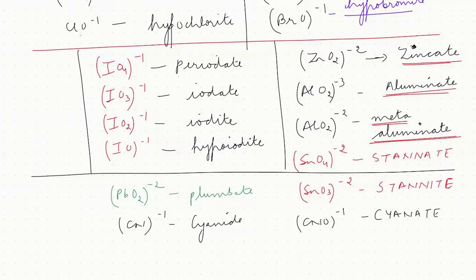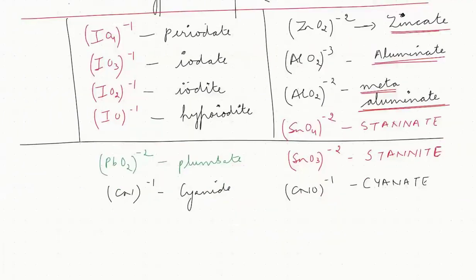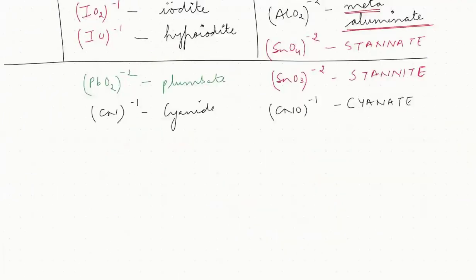You understand? So we would have periodate, iodate, iodide, and hypoiodite. This would be plumbite, cyanide, cyanate. Then we would have, write it down, SCN. This would be thiocyanate.